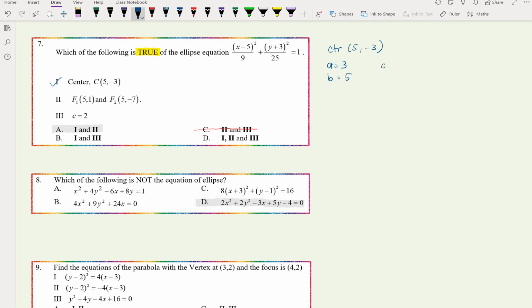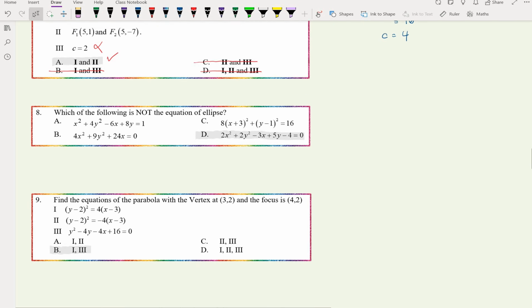Yes. So, my C is going to become C square is equal to B square minus A square, which is 25 minus 9. That is going to give me 16. So, when we get 16, we know my C must be equal to 4. So, statement 3 is going to be rejected. 3 reject. So, our answer is A. If you still want to check your foci, no problem. You can proceed with checking. But we can save time this way. We eliminate the wrong answers.